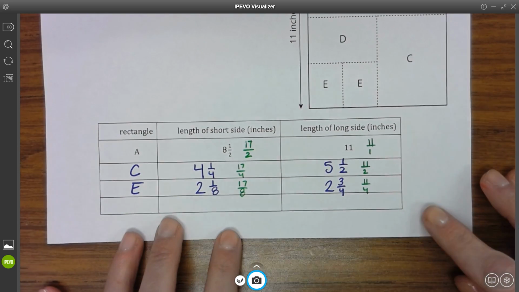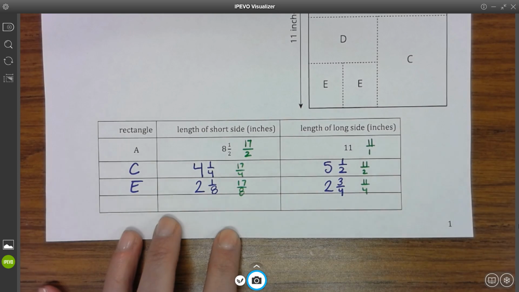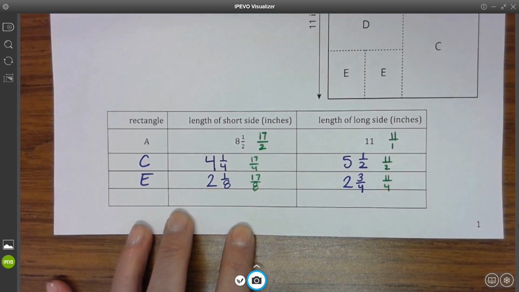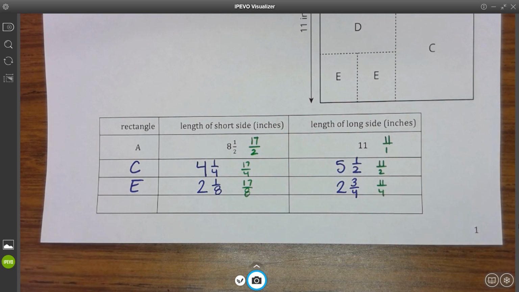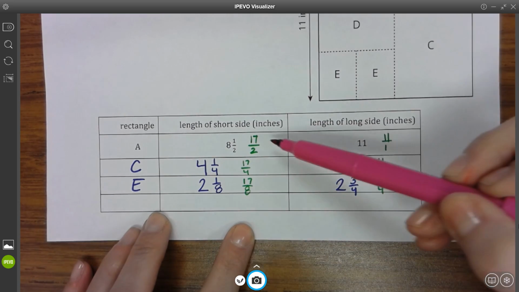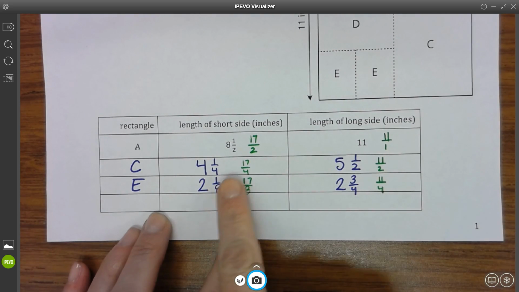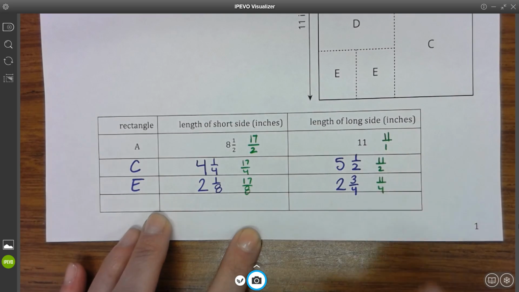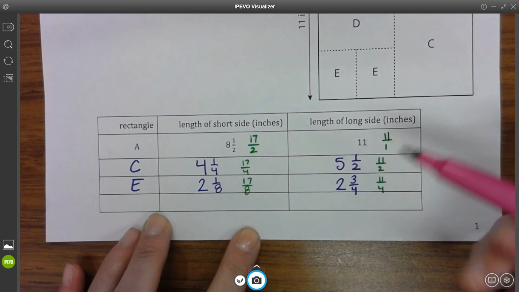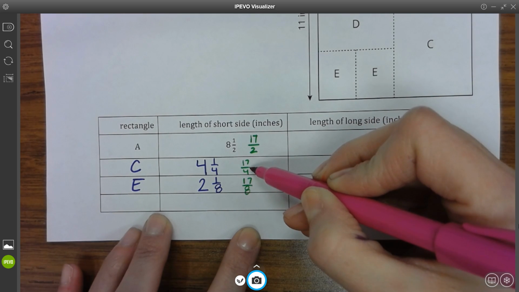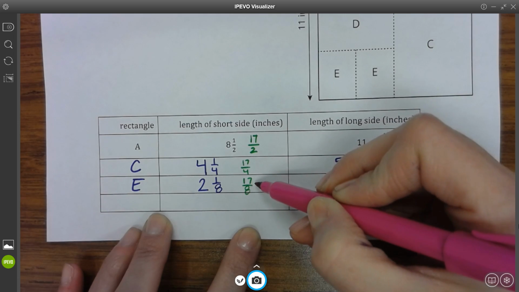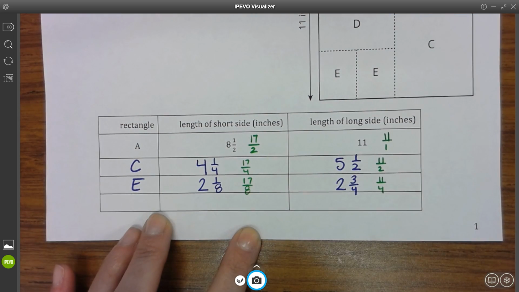So if we look at these improper fractions, there are also patterns happening here. If we look at our pattern, and I'm not so much worried about short to long, I want to stay within the short side. So if we look within the short side, 17 over 2 became 17 over 4. 17 over 4 became 17 over 8.